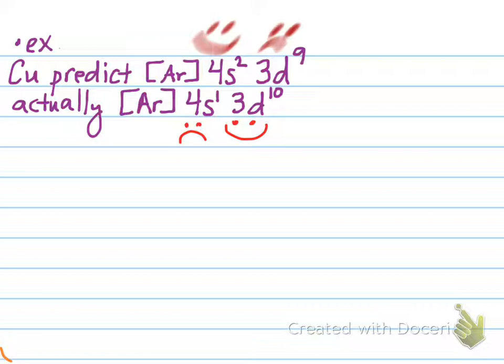Who else is going to do this? Every element in the same group or family as copper. So silver and gold are both going to also do this same thing with their electron configurations. Another example, we want to look at chromium, what we predict.